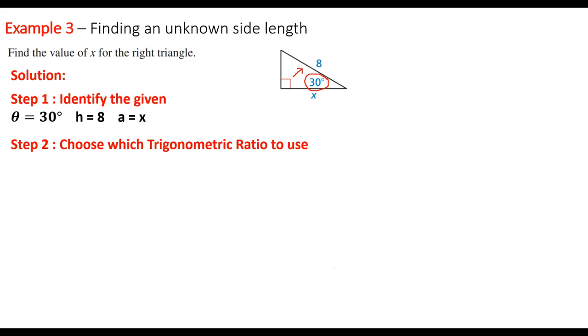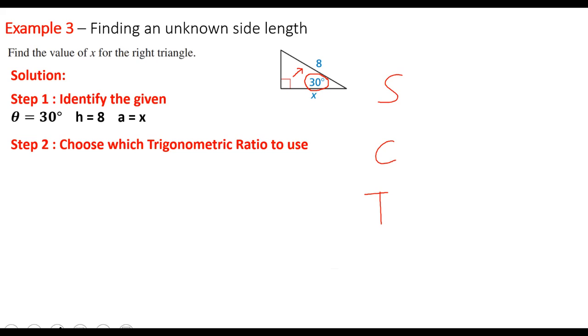Second step will be to choose which trigonometric ratio to use. Now, from the last problem, I introduced to you 6 trigonometric ratios, but to make our solution simpler, we will be dealing with the three basic trigonometric ratios, which are sine, cosine, and your tangent.